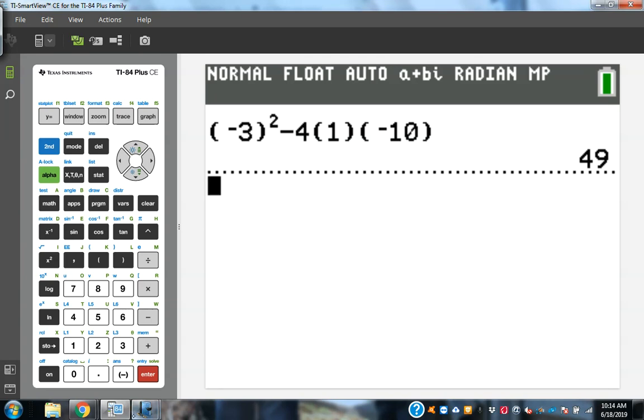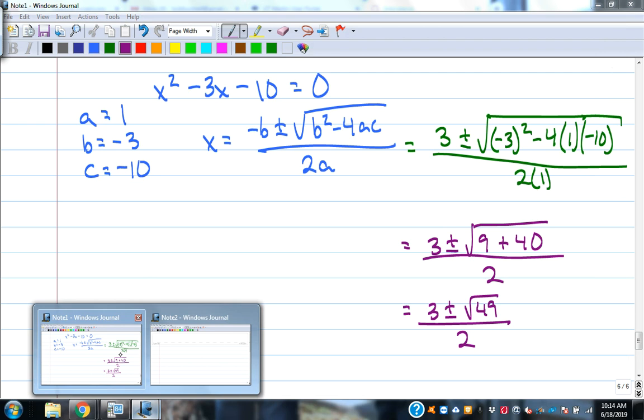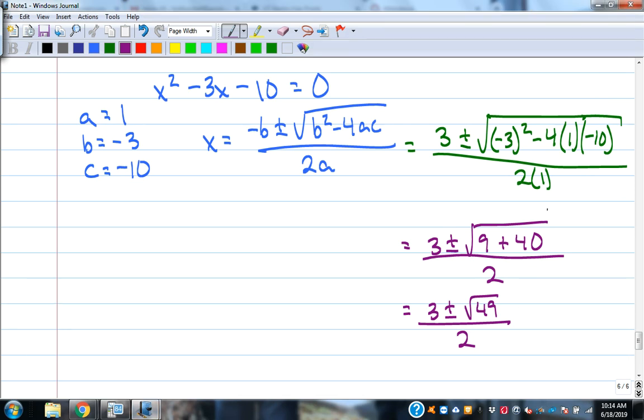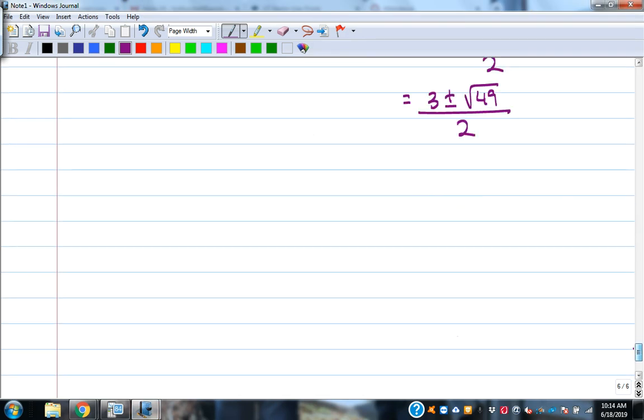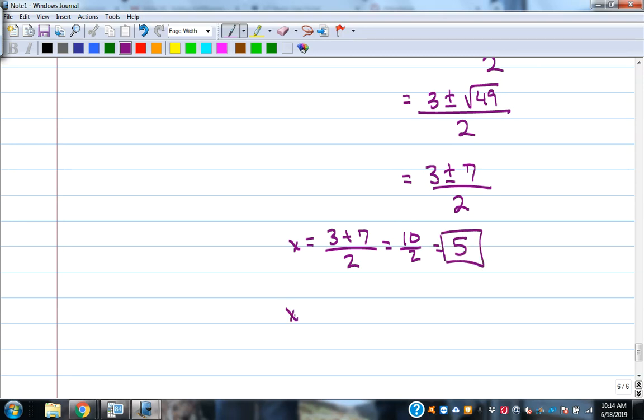Okay. Well, what's the square root of 49? 7. So 3 plus or minus 7 over 2. Hey, 3 and 7 are regular numbers, right? So I can work that out. 3 plus 7 and divide that by 2. That'd be 10 divided by 2. Hey, 10 is divisible by 2. It goes 5 times. Then I could do 3 minus 7 over 2.